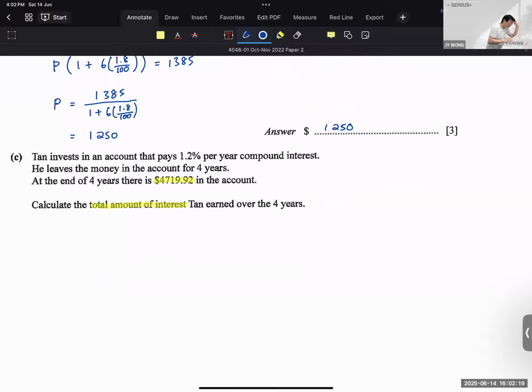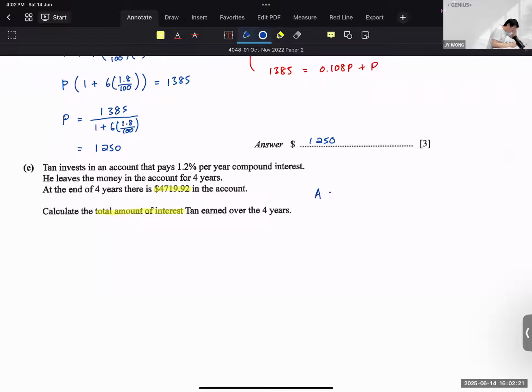So what do we know about compound interest formula? A, which is your total amount, is equal to P times 1 plus 1.2 over 100. And in this case, compounded for 4 years per annum, right? So it's to the power of 4. This is what you should have, correct? This one, you apply your compound interest formula and sub in the values accordingly.